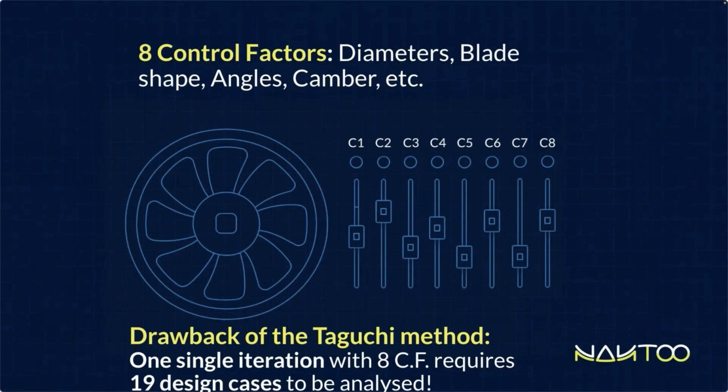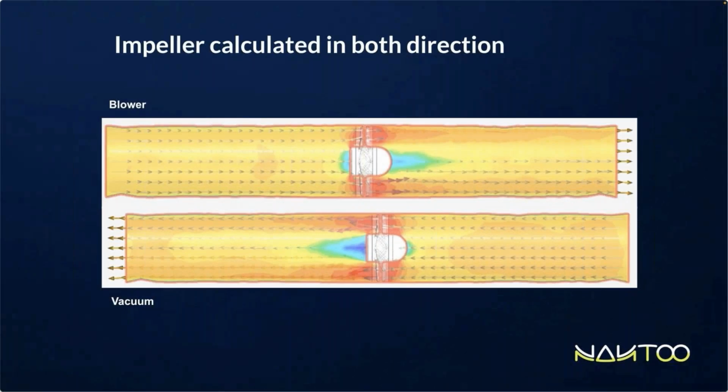The drawback of the Taguchi method is the high number of simulations and analyses that each run of the method requires. Just to give you the idea, a simple problem like this one with only 8 control factors requires 19 design cases to be analyzed each time. But actually it's double, because every time we needed to simulate the impeller both as a blower and as a vacuum.